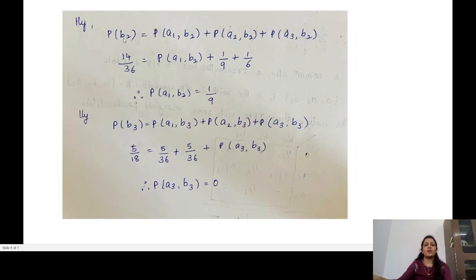Similarly, to find out P of B2, we have to add up the second column elements. So I have substituted whatever values are given. This value is missing. If I equate them to 14 by 36, I can obtain the second term also. Similarly, by considering the third column elements and equating them to P of B3, we will obtain one more missing term, P of A3 comma B3. So now we have found all the missing terms.